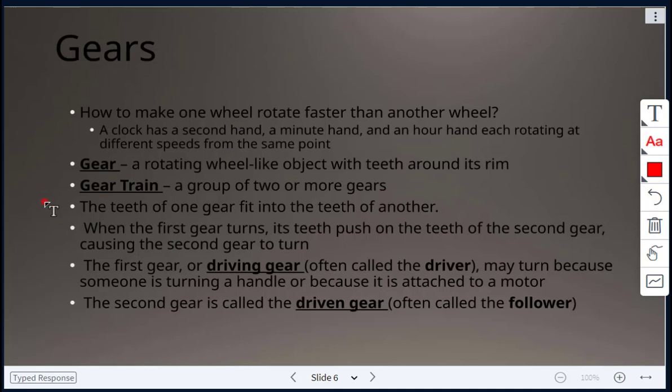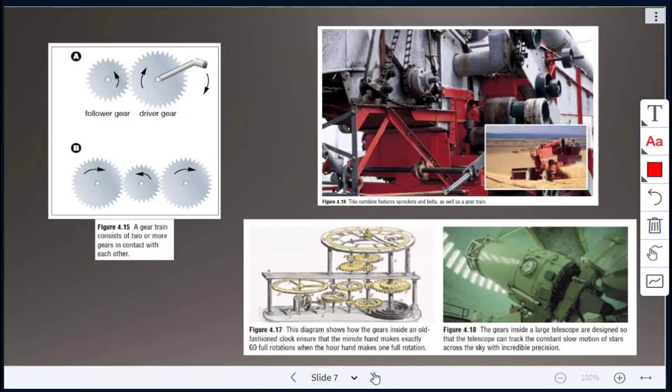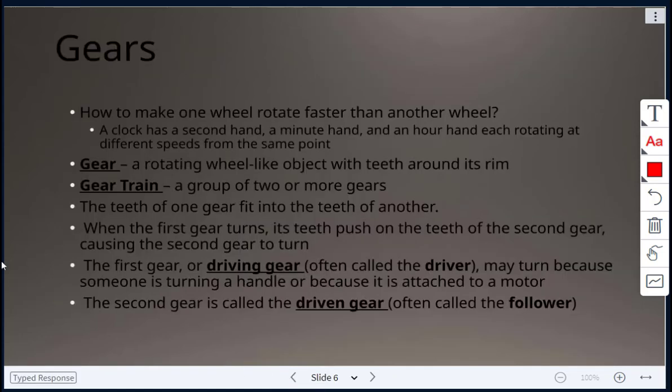What's happening with gears in a gear train is that the teeth of one gear fit into the teeth of another. Look at how the teeth here are fitting together. When the first gear turns, its teeth push on the teeth of the second gear, which causes the second gear to turn as well. The first gear is called the driving gear, or the driver, and it may turn because someone is turning a handle, or maybe it's attached to a motor. The second gear is called the driven gear or the follower.